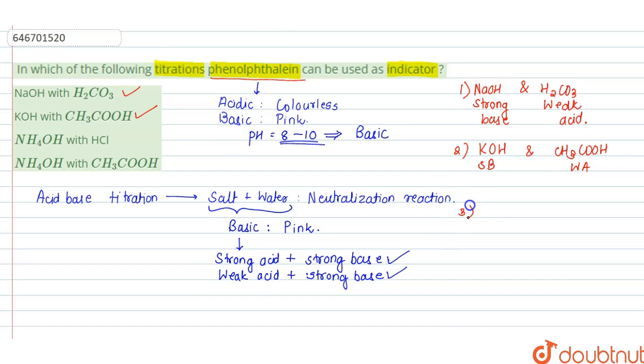The third one is NH4OH, ammonium hydroxide, and hydrochloric acid. Now HCl is a strong acid, NH4OH is a weak base. Therefore you cannot use phenolphthalein as indicator. And the fourth one is NH4OH and CH3COOH. Now here NH4OH is a weak base, CH3COOH is a weak acid. So here also you cannot use phenolphthalein as indicator. So you have two correct options, 1 and 2.